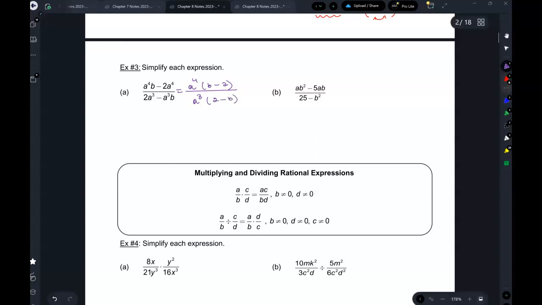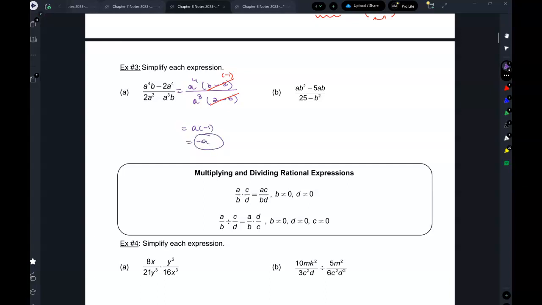Okay, so take a look. The b minus 2 and the 2 minus b, you can cancel them out, but there is a -1 there. So when you do that, especially on the test, write that that's a -1 so you don't forget later. And then what happens with the a's? It's just a. So this just becomes a times -1, which is -a.